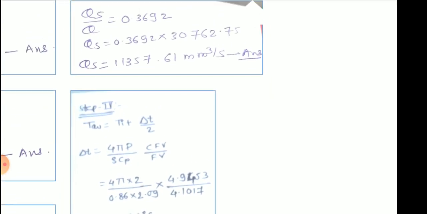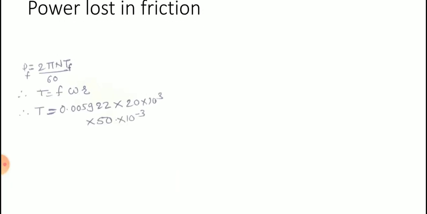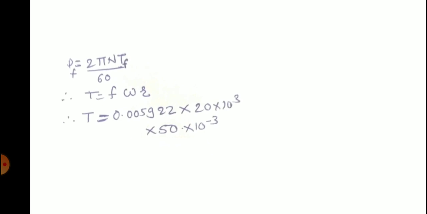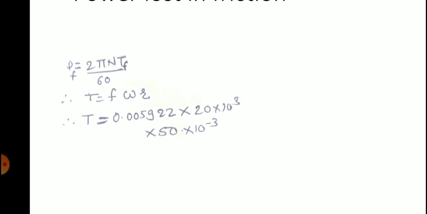Now what else is remaining? Now remaining is power lost in friction. So how to find out the power lost in friction? Again the simple equation: power lost in friction is nothing but 2 pi nT upon 60. So T is equal to FWR. F is nothing but the coefficient of friction, and TF is nothing but the torque lost in friction, the torque required to overcome the friction. So T is equal to FWR.